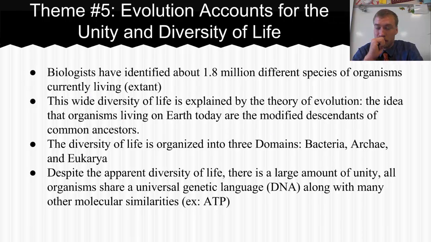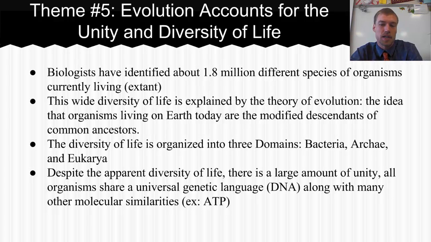And our final theme, this is the one that we kind of alluded to at the beginning of this video, right? Evolution accounts for the unity and diversity of life. So biologists have identified about 1.8 million extant species. Those are species that are alive. There are probably a lot more out there, but it takes time to identify all of them. And this wide diversity of life is explained by the theory of evolution, right? The idea that we came from a single common ancestor and that we have been modified since then.